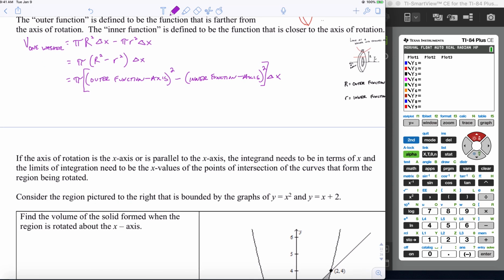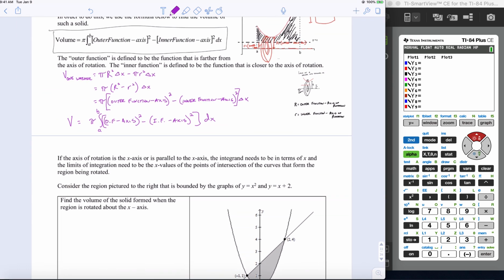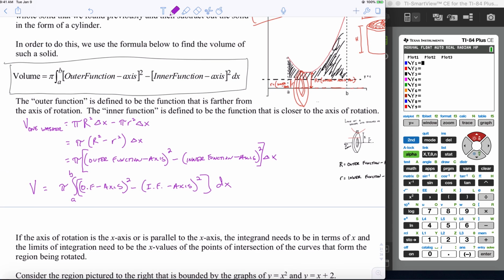If we want to add all those up from A to B, we can pull the constant pi out. This will be the volume of the solid. I'm going to have my outer function, I'm just going to call it OF for now, minus our axis, squared, minus our inner function minus our axis, squared, all of that dx. That integral will calculate the volume of the solid from A to B.